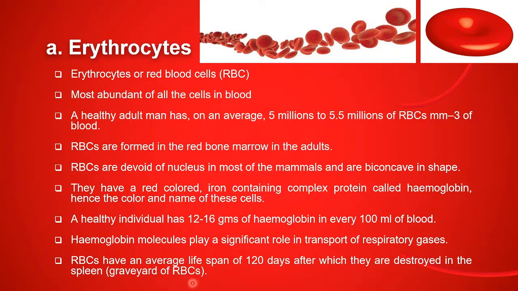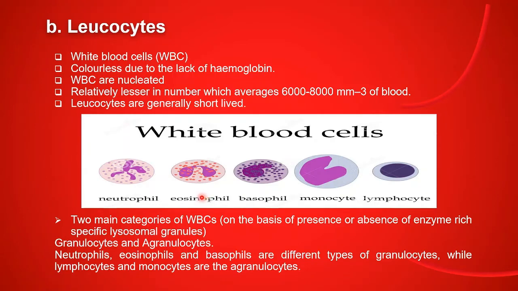And if you see the sizes, the smallest RBC is present in the musk deer and the largest RBC is present in the elephant. Okay. So next will come leukocytes. Leukocytes are also called WBCs or white blood cells. They are colorless because of the lack of hemoglobin. They are nucleated, that means the nucleus is present. They are relatively fewer in number, 6,000 to 8,000 per cubic millimeter of the blood.